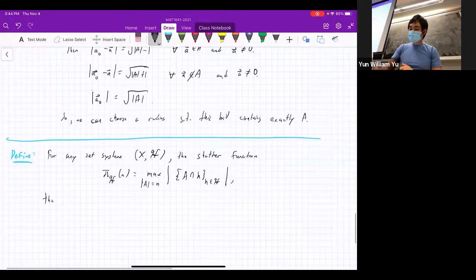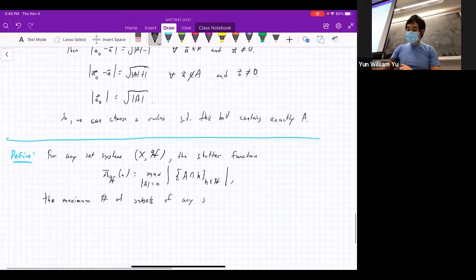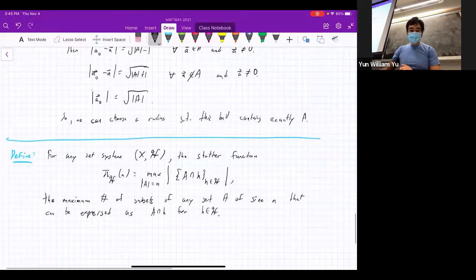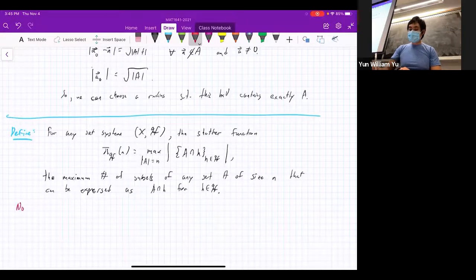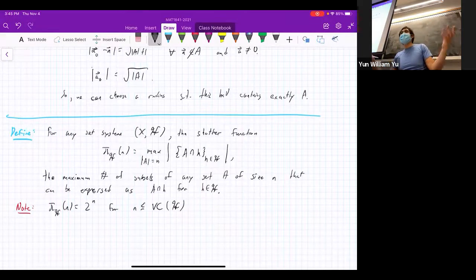So the maximum number of subsets of any set A of size n that can be expressed as A intersect H for an H in the set system. And well, clearly we know that pi H of n is equal to 2 to the n for n less than or equal to the VC dimension of H, right? Because by definition, you can completely shatter any of those sets, and you have 2 to the n different possible subsets of a set of size n.